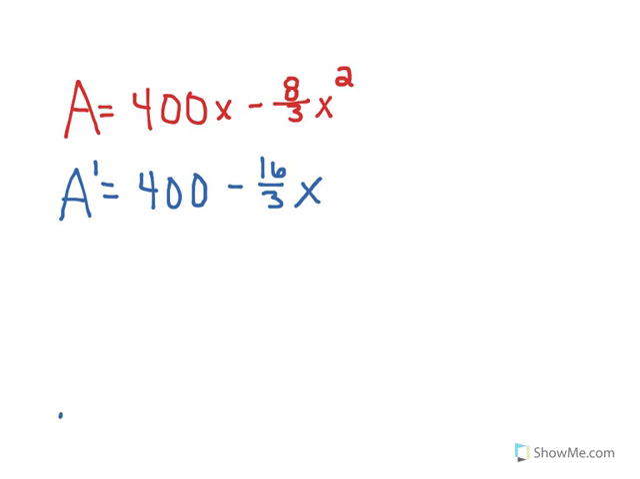And just for fun, I'm going to find A double prime to tell me the concavity. It is going to be negative 16 over 3. Now, because I found the concavity, the graph is always concave down. How do I know it's always concave down? That's right, because of the minus sign, I know it's always concave down.